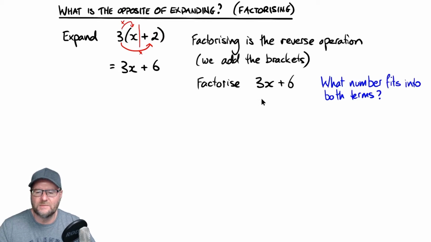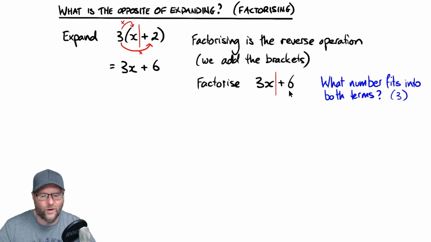The question I'm going to ask myself first is, what number fits into both terms? Now I'm going to split it here at each term, so there's a plus sign there, so that's a new term. I've got 3x and I've got a plus 6 as my terms. What number fits evenly into both of those? Now hopefully you can see that the number 3 fits in because I've got 3 here and 6 here. 3 is a factor of 6.